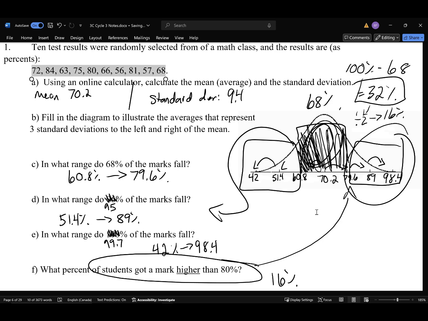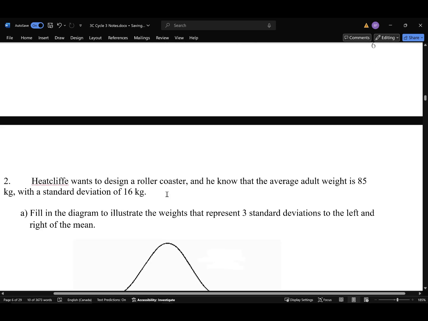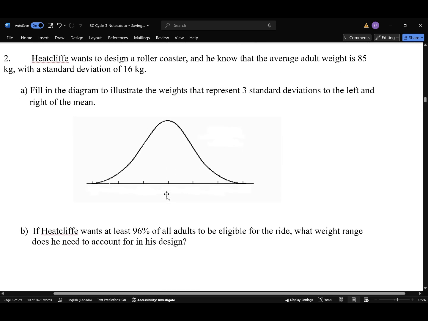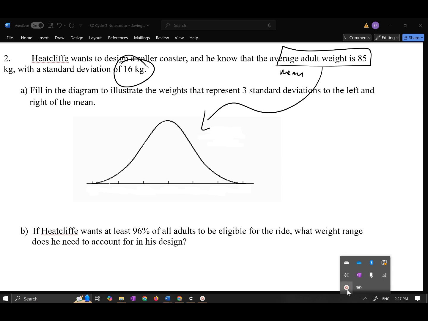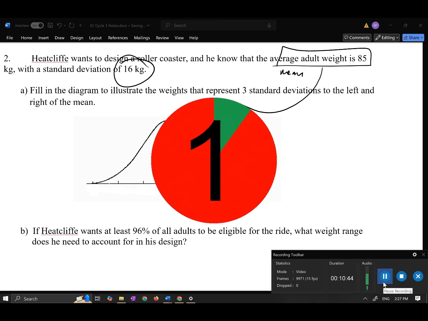So what I want you to do, I want you to take a look at question 2 over here. We're working with a roller coaster. We're working with an average weight of 85 kilograms. An average weight, we can say that's our mean weight, right? And a standard deviation of 16 kilograms. So using those values, I want you to fill out your normal distribution curve here. I encourage you to pause the video here and then come back in 5 seconds. In 5 seconds, you'll be able to see what it is we're working with here.